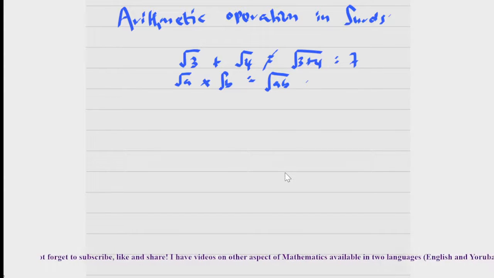So how do you perform arithmetic operations in surds? It is not difficult to do. If you want to perform arithmetic operations in surds, what you have to do is simplify the particular surd, so express it in its simplest form. Then after that you collect the like terms and add or subtract the terms involved in the surds. Let me give you an example to back it up.